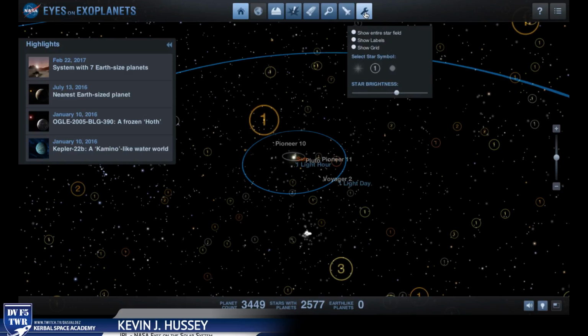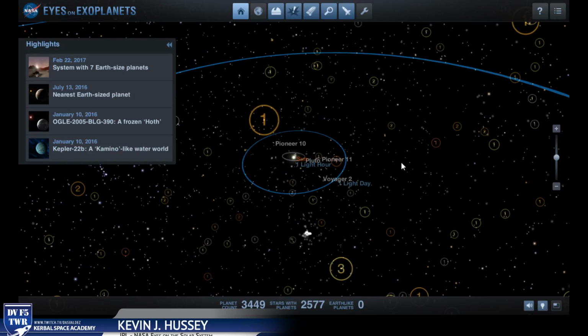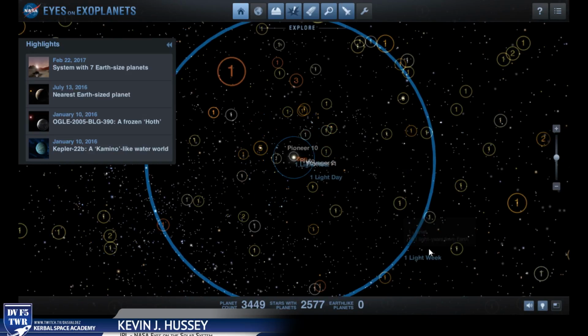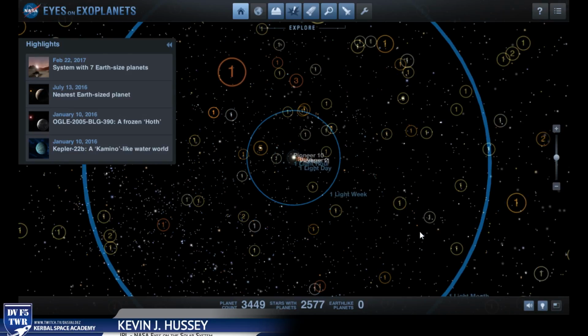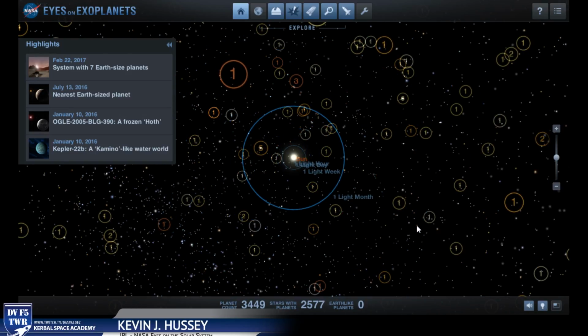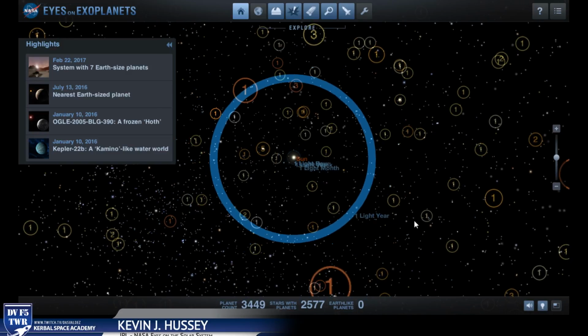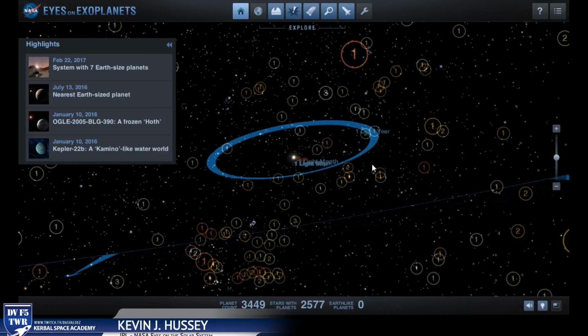Let's keep going out. So there's one light day, a light week, a light month, and one light year. Oh, there's a big ring. Light year. That's so you can see it when you keep going out.